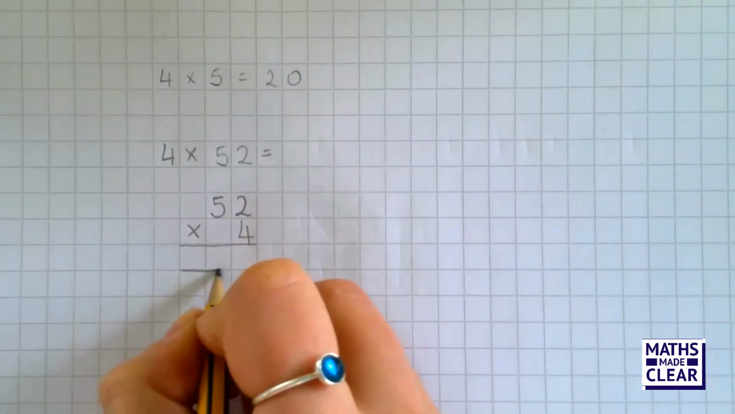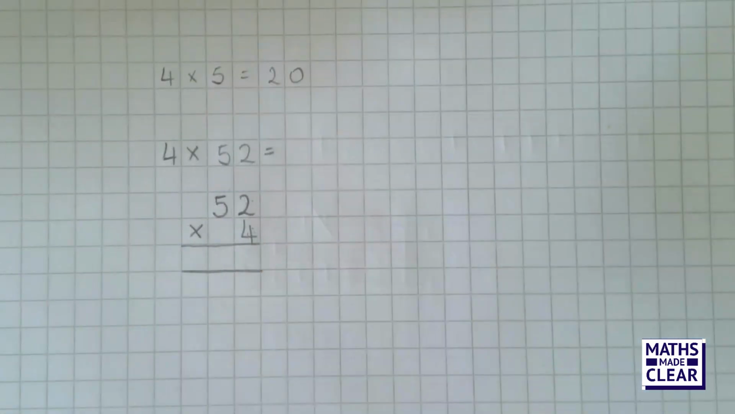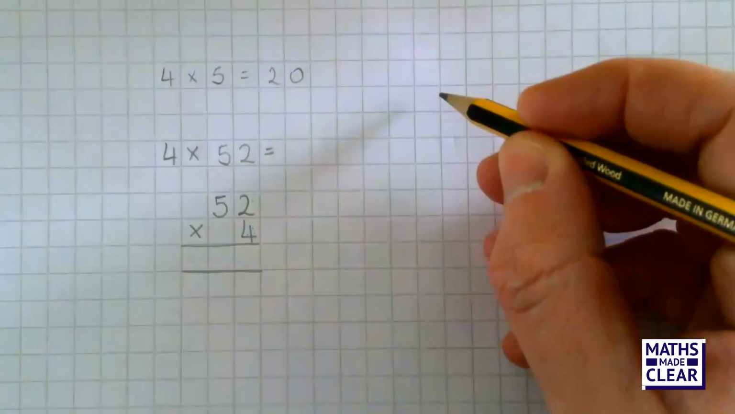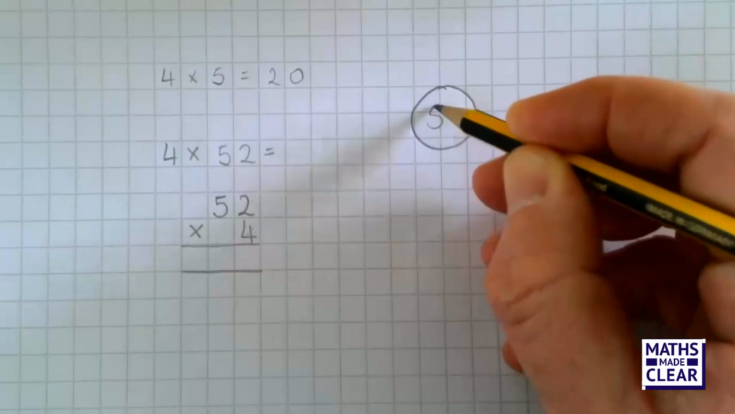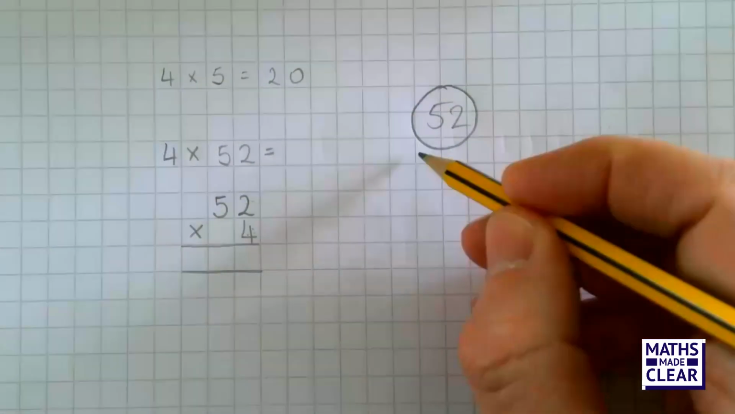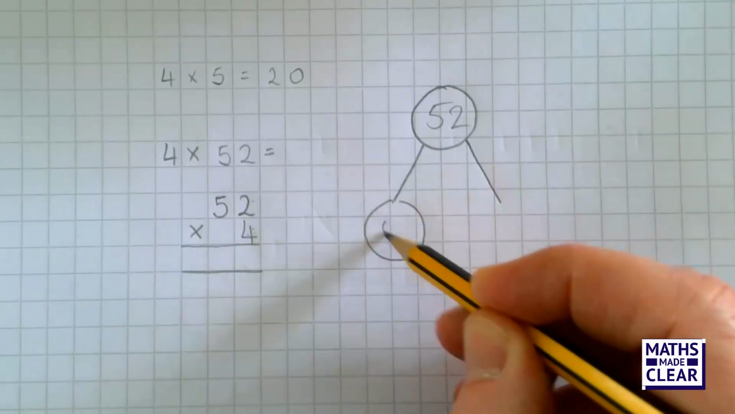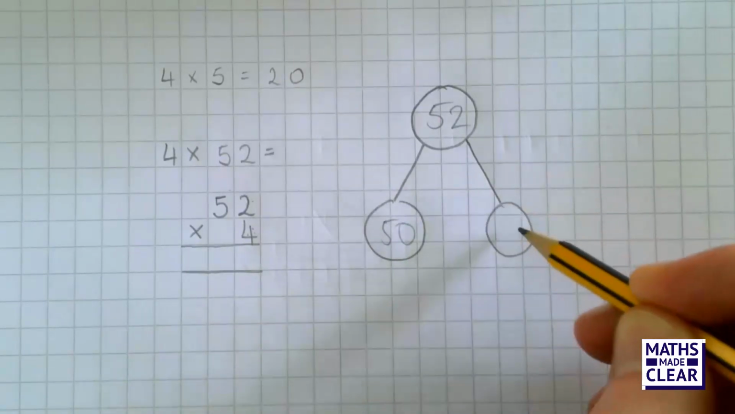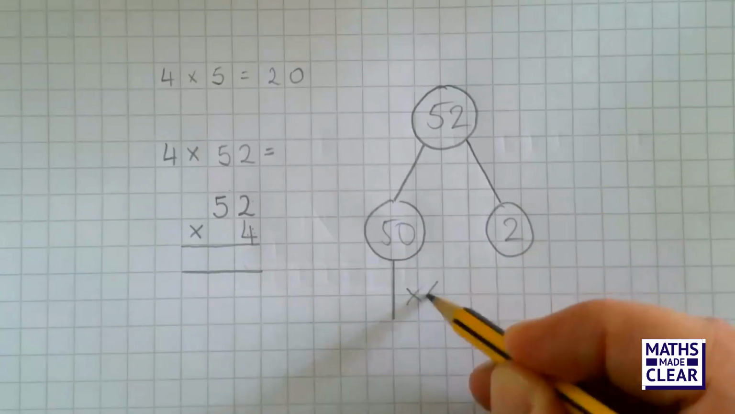We could do it another way as well, actually. We could partition. So partition is one of those scary maths words. What I always tell my pupils is to just look at the first few letters of partition. It's part. And really all partitioning means is that we're going to split a number up into its separate parts. So if we had 52, what we could do is split it into 50 and 2, split it into the 10s and 1s. And then rather than timesing 52 by 4, what you could do is times 50 by 4 and 2 by 4.